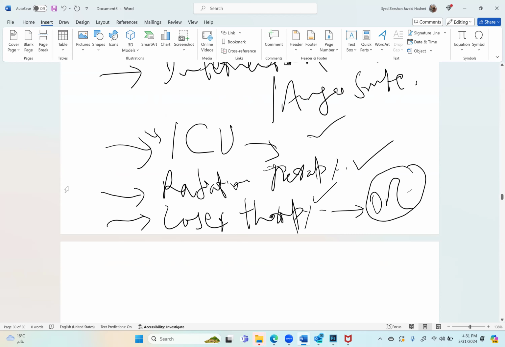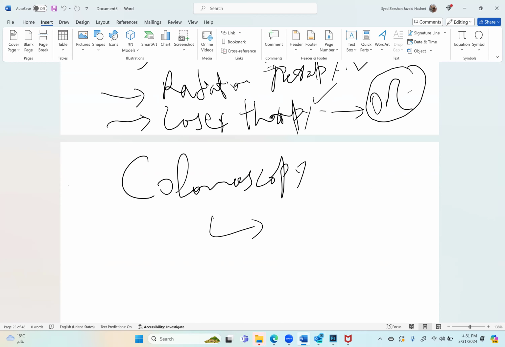Okay, so especially if you are dealing with colonoscopy, what thing should you be very careful for, especially in colonoscopy? Bradycardia. Vasovagal. Yes. Okay.